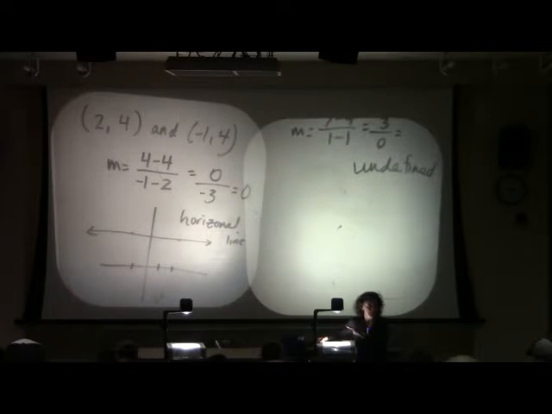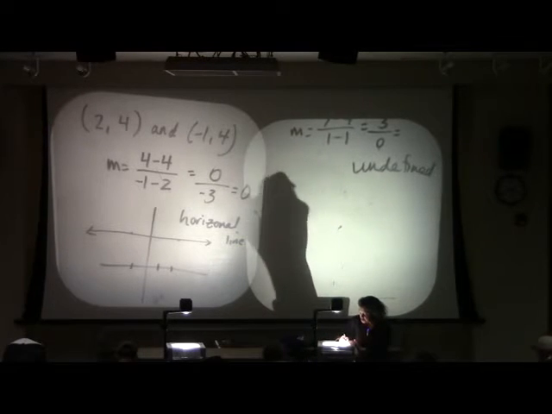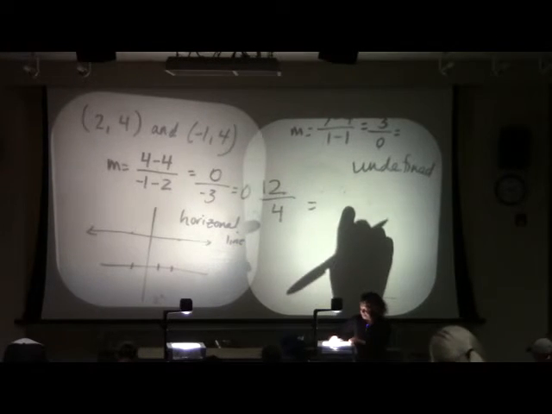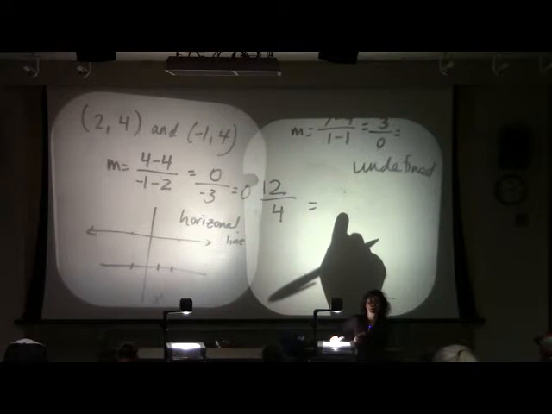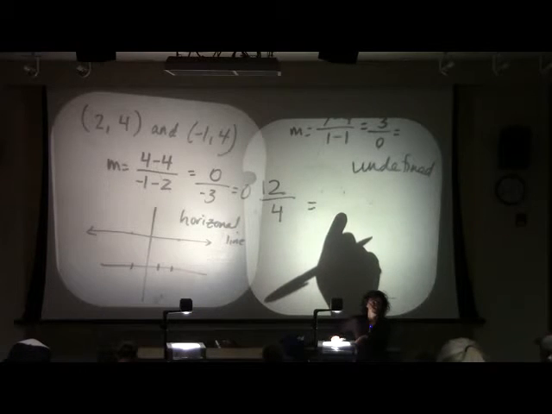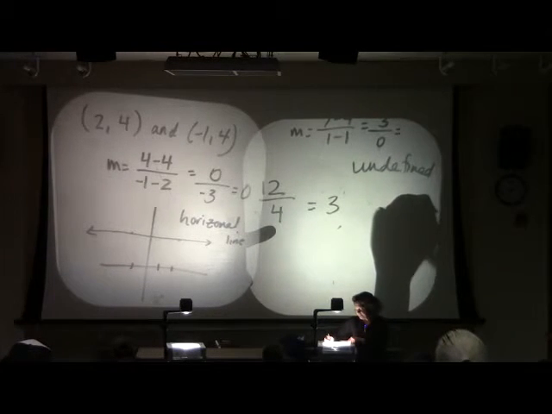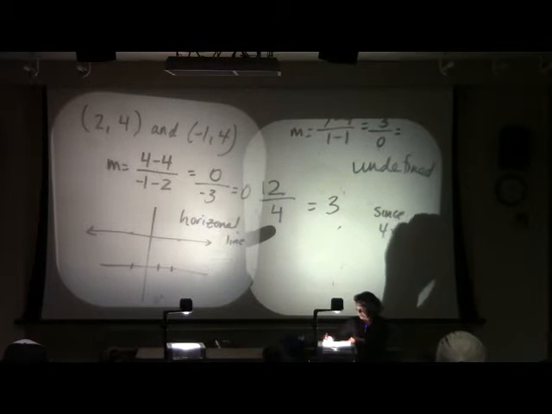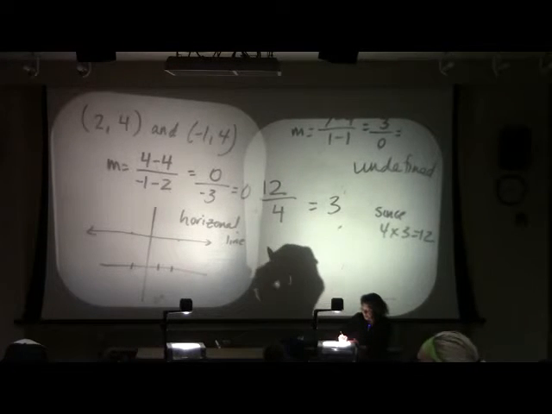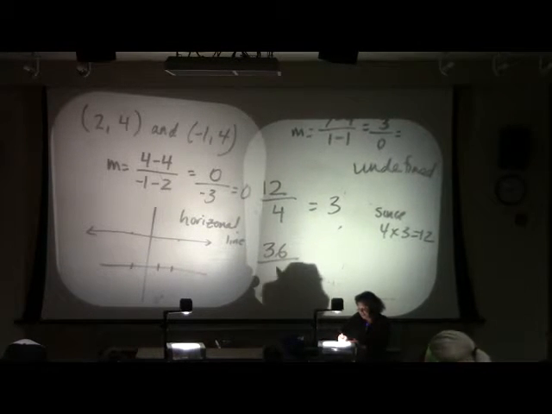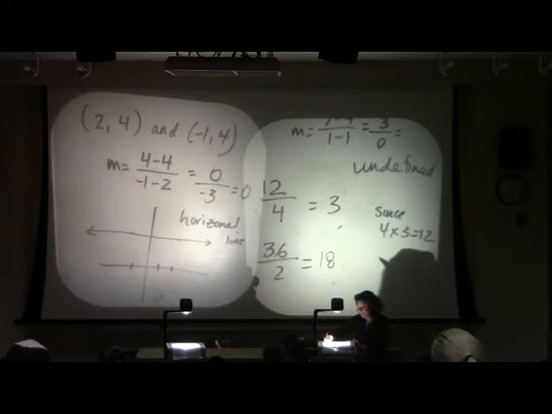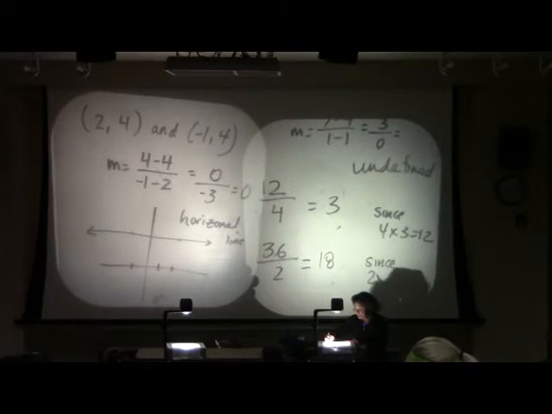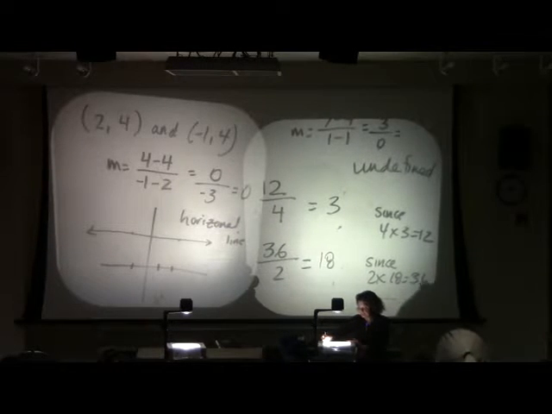You guys, isn't division defined as the inverse of multiplication? Yeah, for example, 12 divided by 4 is equal to some number, so that 4 times that number gives you 12. What is that number here? 3. So 12 divided by 4 is 3, since 4 times 3 is 12. What is 36 divided by 2 equal to? 18. Why? Since 2 times 18 is 36.